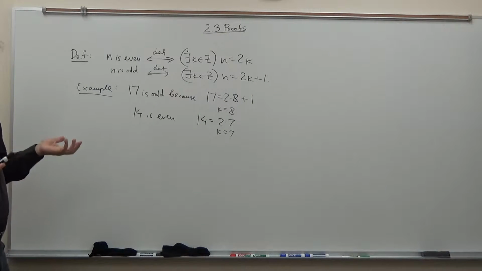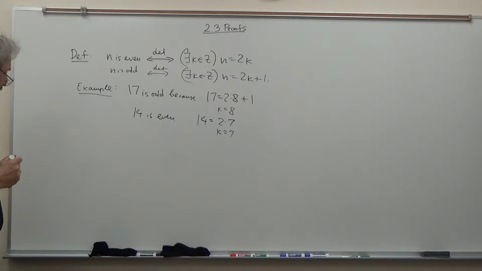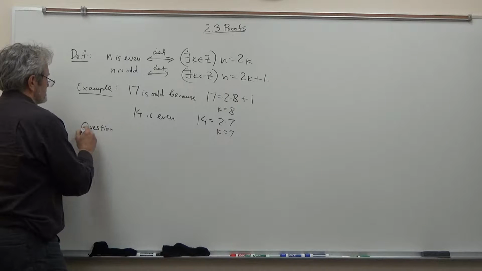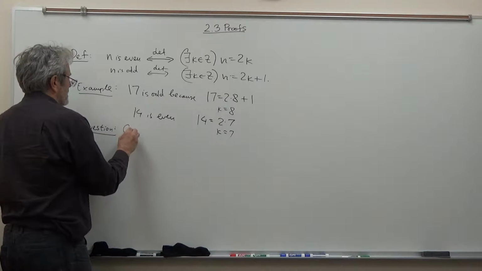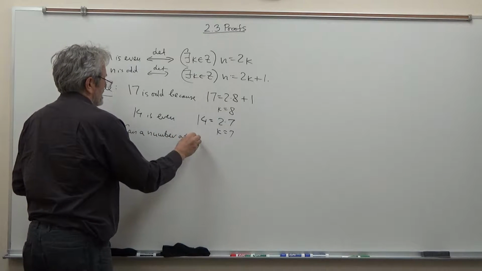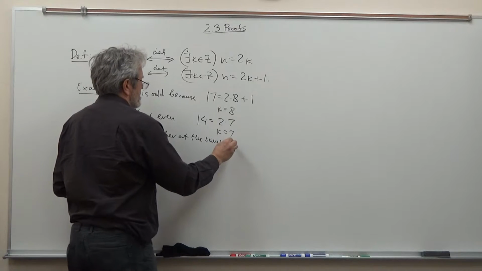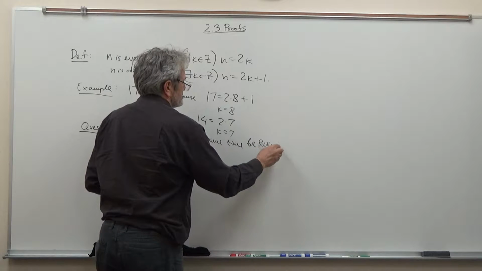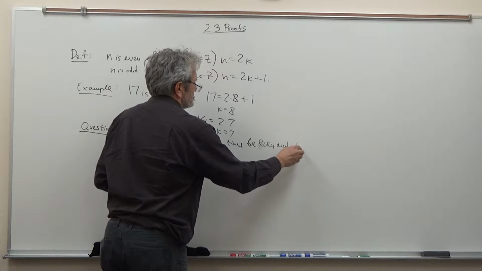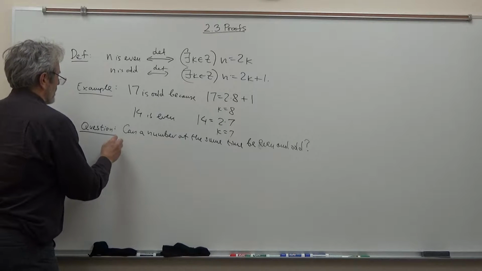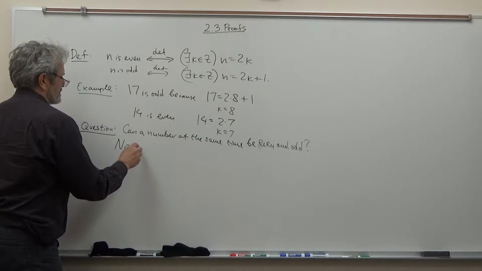And of course, a natural question here is: can a number be even and odd at the same time? That's a natural question, and let's see how we are going to prove that this will never happen. So the answer is no, and here's the proof.